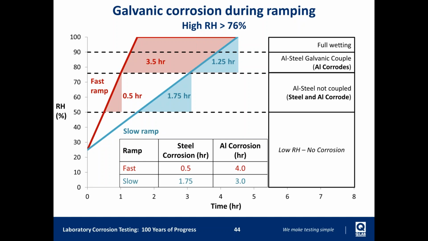So the end result is that in the same 4.5 hour test, in the fast ramp, the aluminum corroded for 4 hours, and the steel only corroded for a half hour. Whereas in the slow ramp, the aluminum only corroded for 3 hours, but the steel corroded for almost 2. And they could have vastly different results in the same conditions of this test, just based on the ramp.